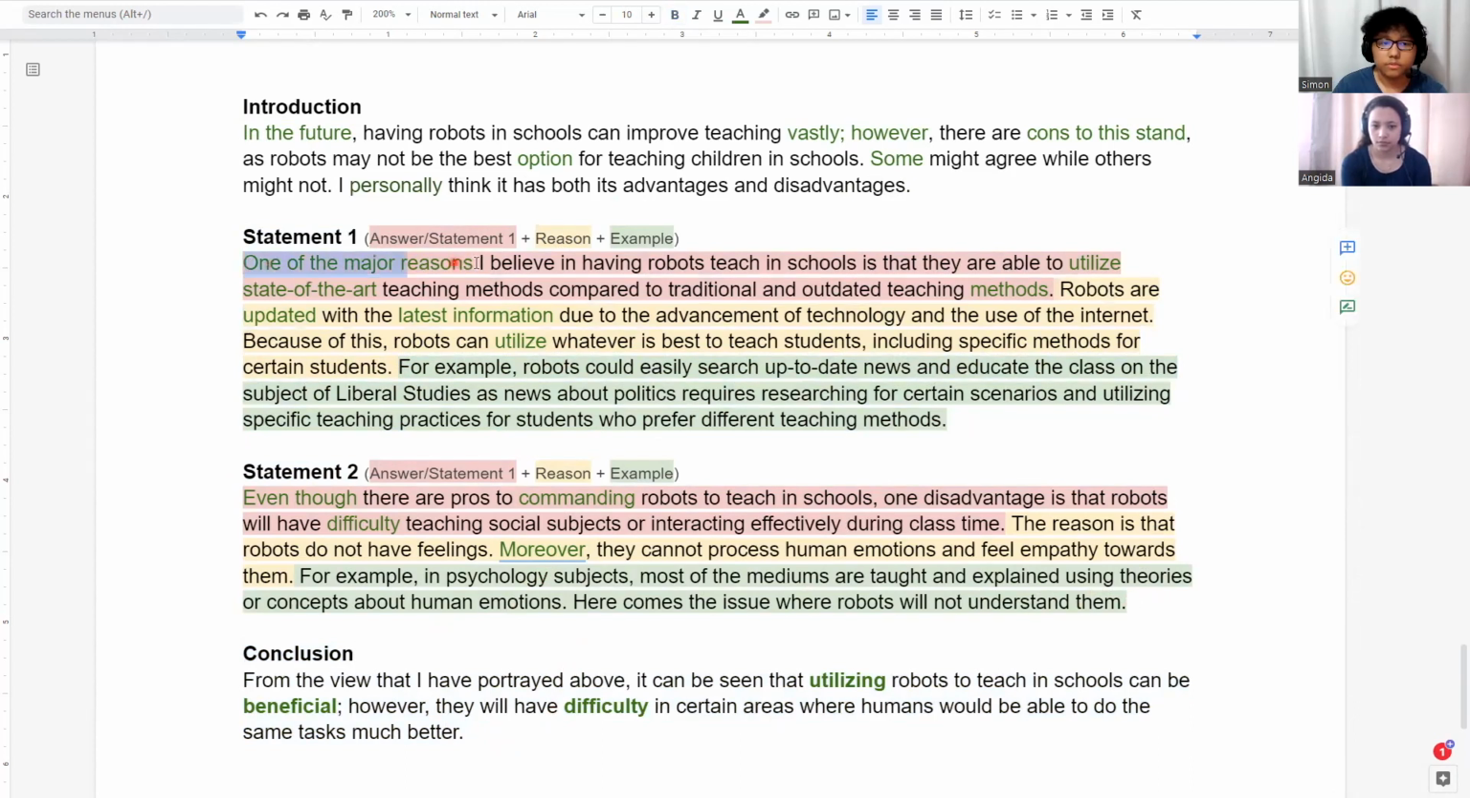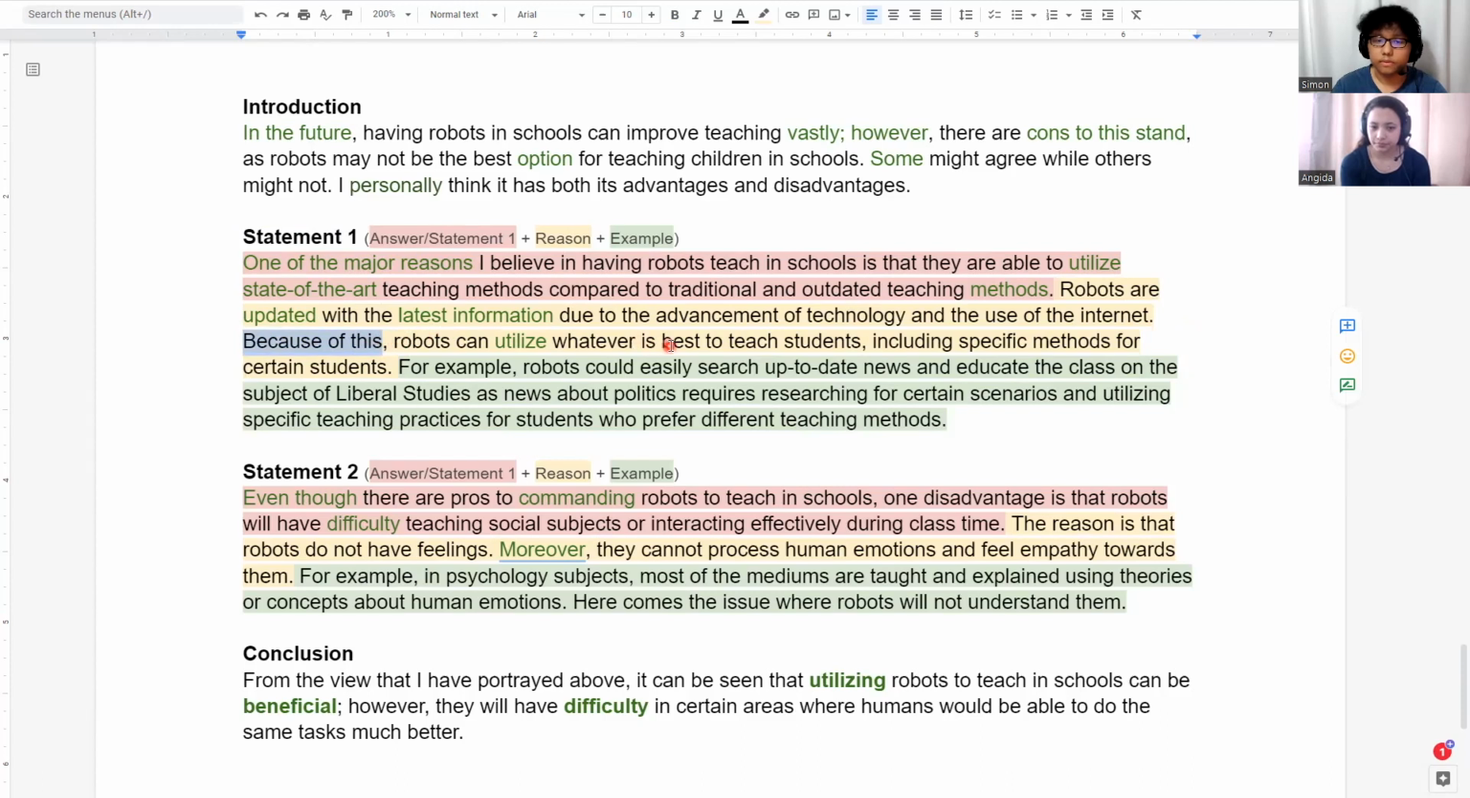So it says, one of the major reasons I believe in having robots teaching schools is that they are able to utilize state of the art teaching methods. This means up to date teaching methods compared to traditional and outdated teaching methods. Robots are updated with the latest information due to the advancement of technology and the use of internet. Because of this, so you realize, if you notice, I used a coherence word, because of this. This is very good to use in writing exams.